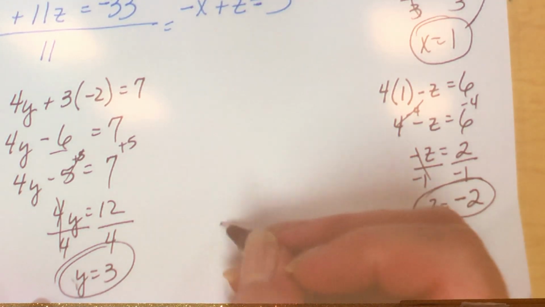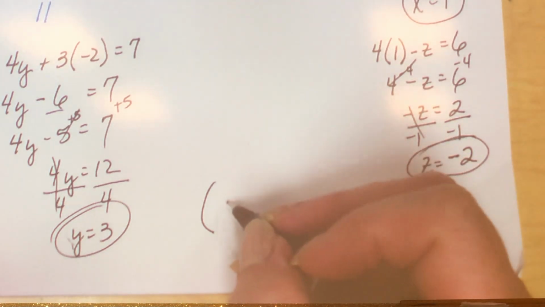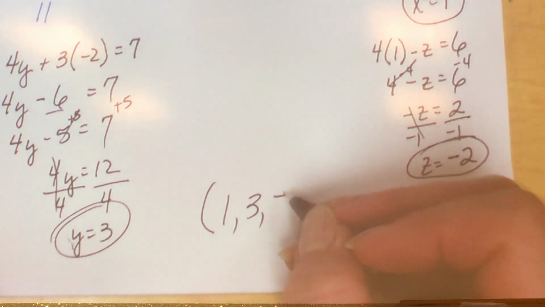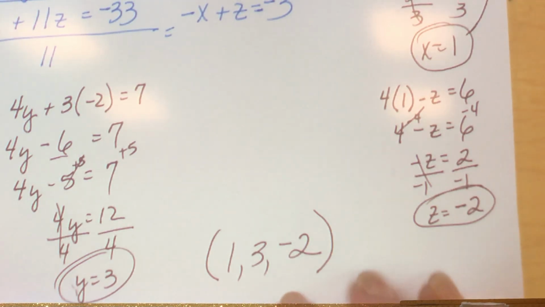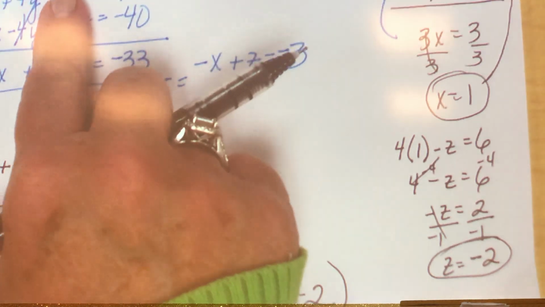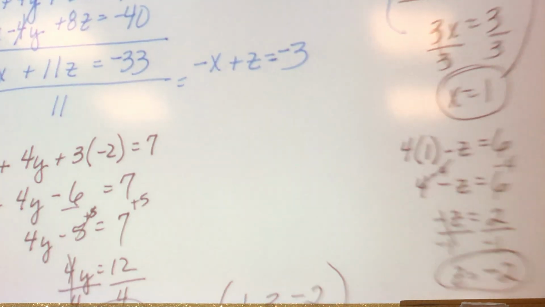Okay, so my point, always write it as a point, x, y, z, okay? Making those English people happy, alphabetizing our stuff. 1, 3, and negative 2. Okay, that's my ordered triple. Is there any way I could check it? Yes, you could just plug it back in. How many does it have to satisfy? All of them, okay? Don't just check on 2, that's not the best thing.